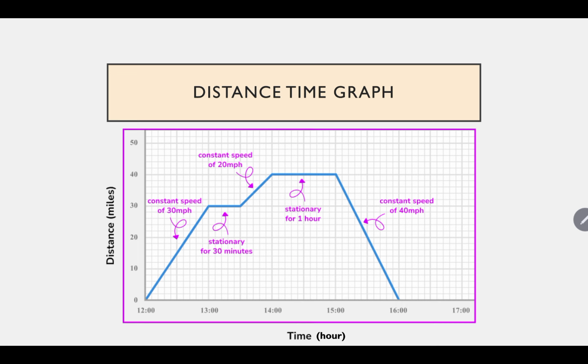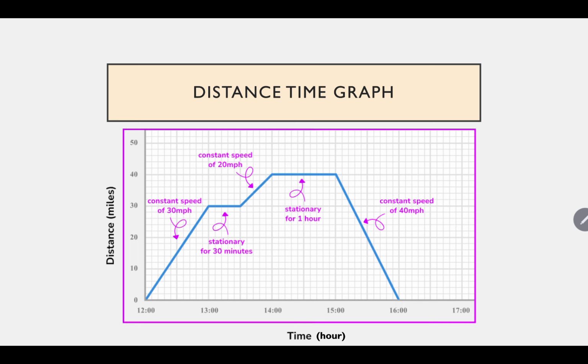Then I have a horizontal line at 30 miles from time 13:00 to time 13:30. So the horizontal line, you can see that the distance is not changing. That person stopped at the 30 miles, yet the time is passing, which means he's stationary or at rest.